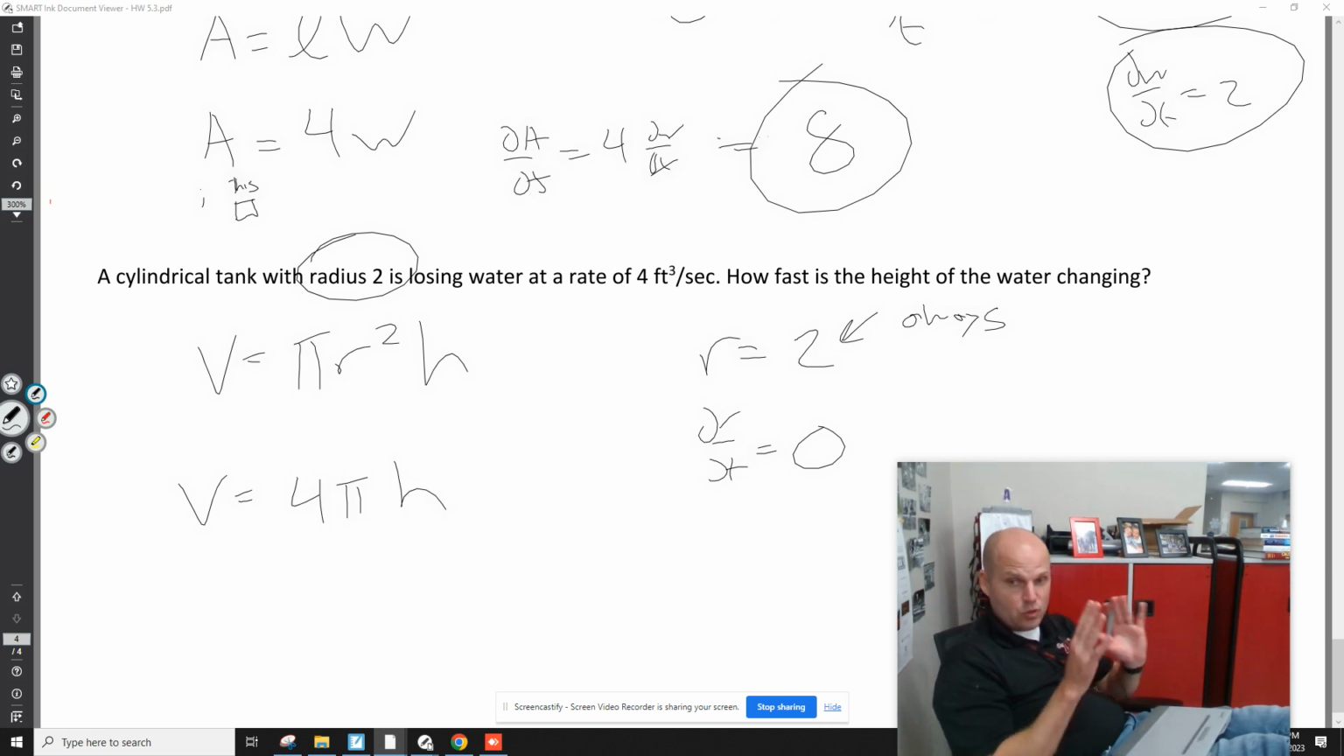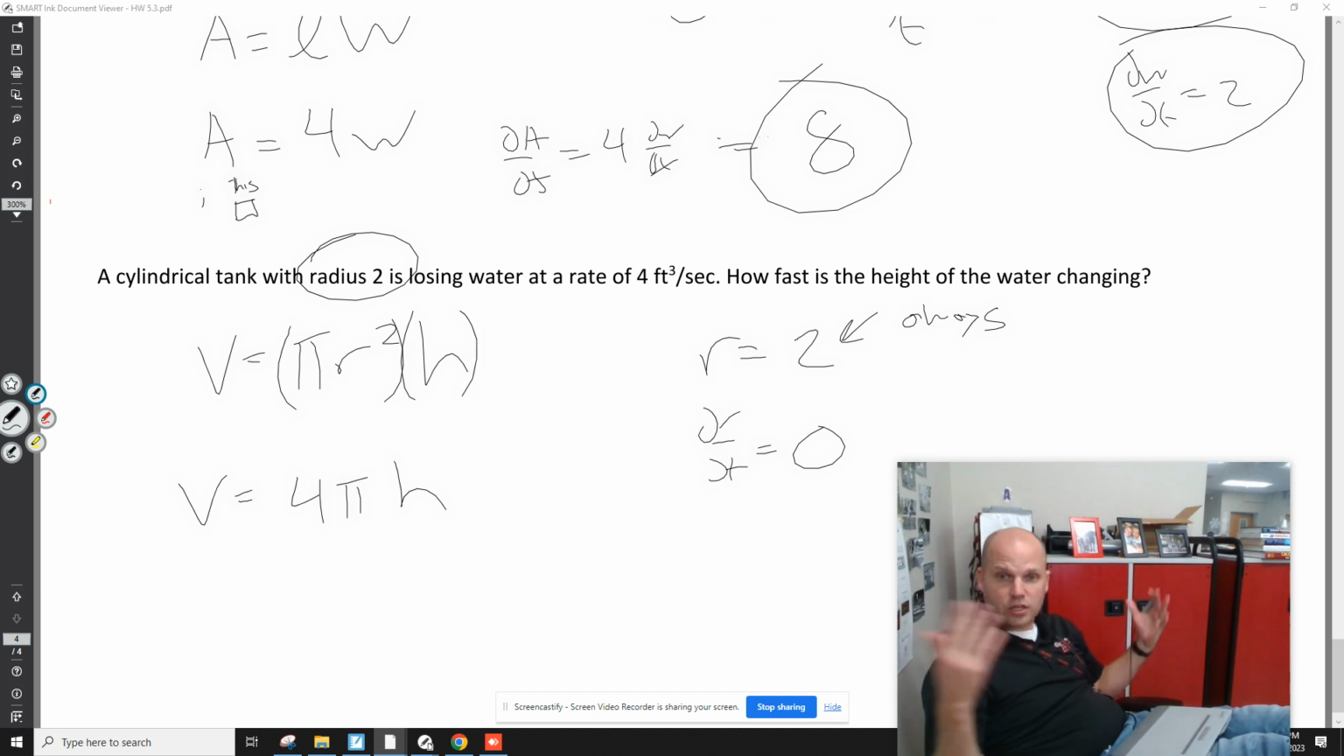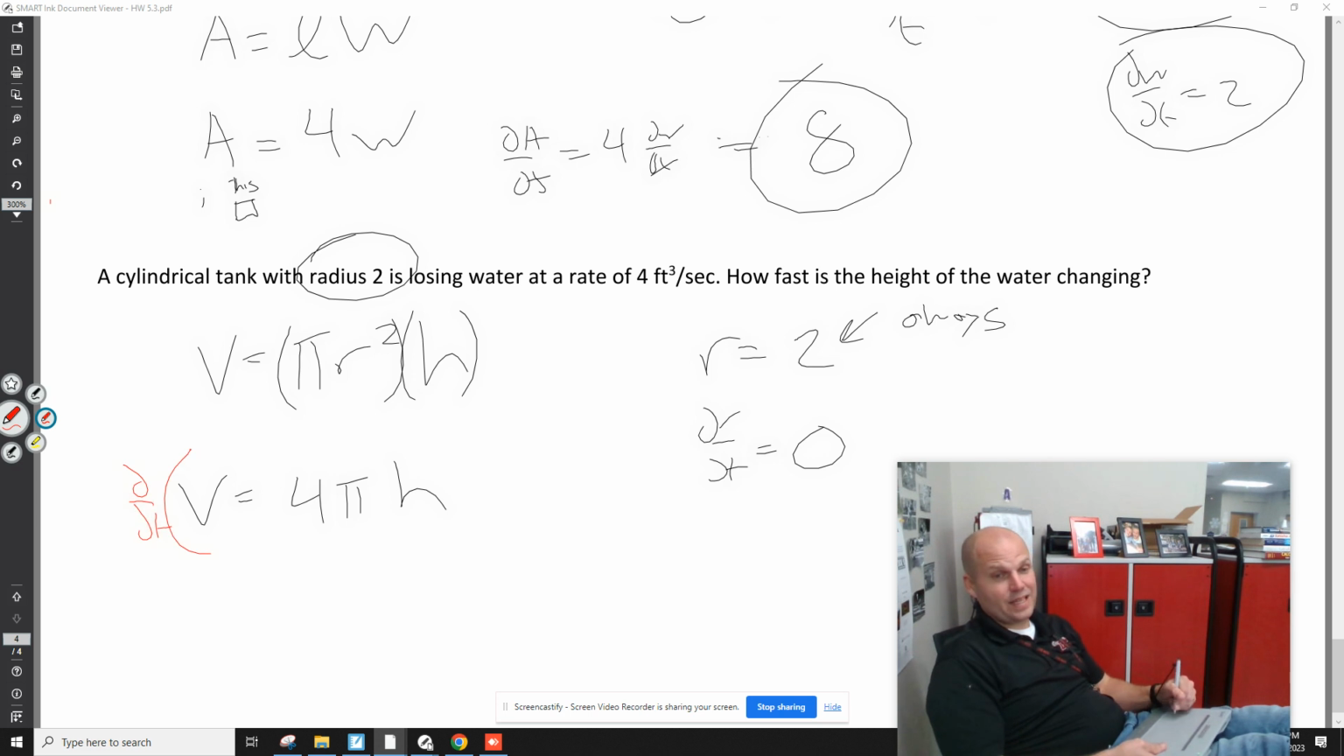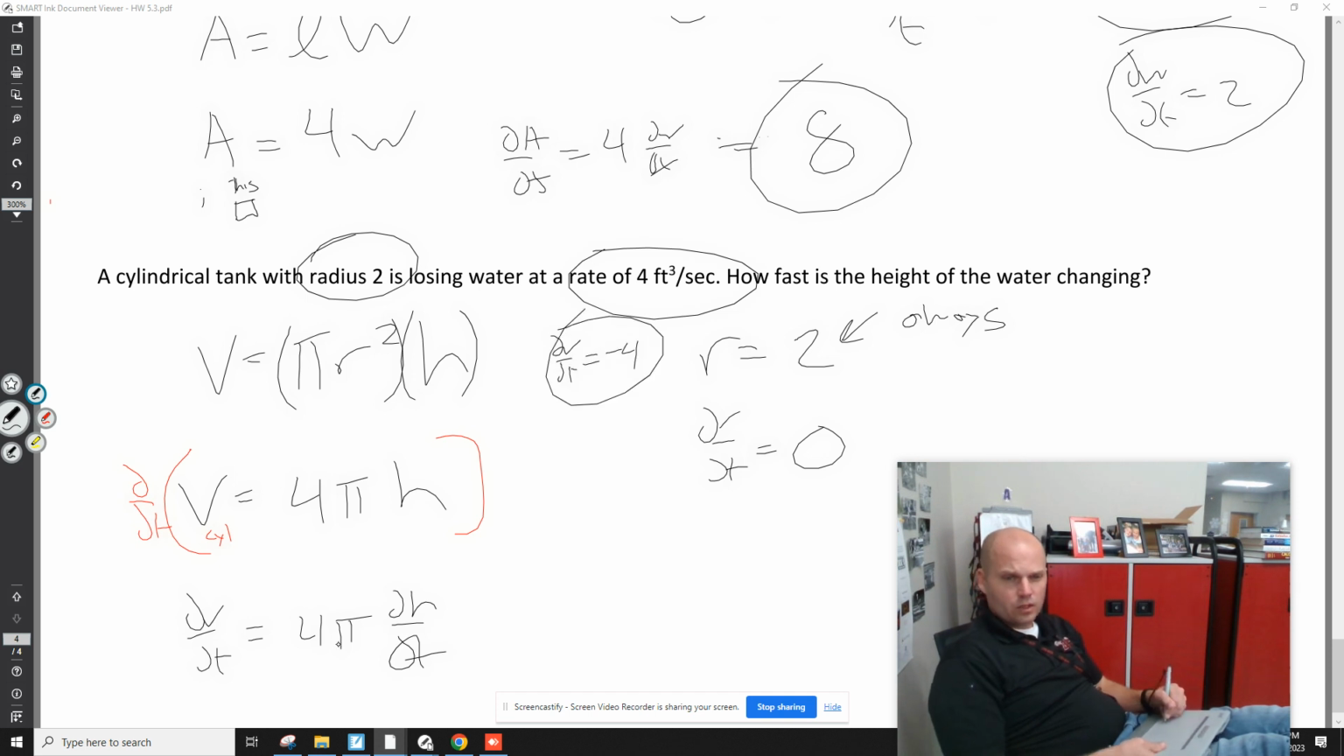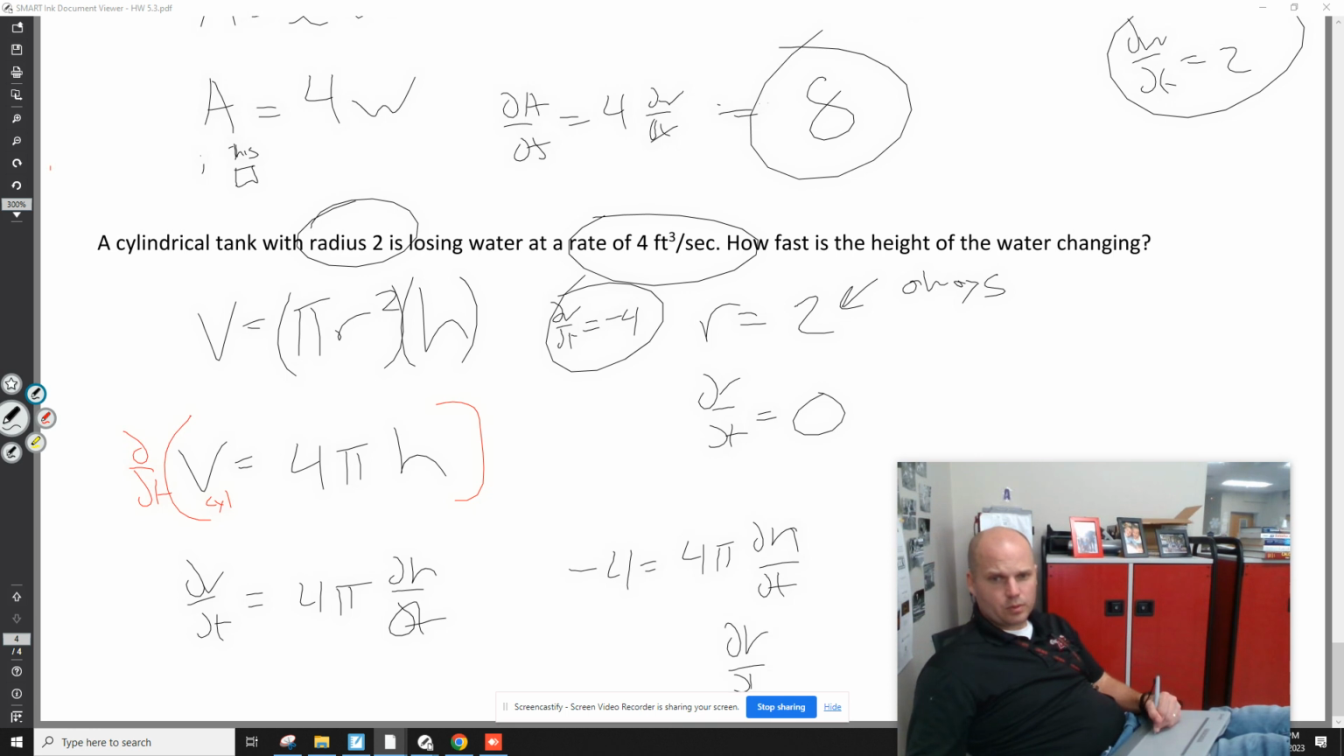Now, again, if you wanted to, you could take the derivative of this. You just have to use the product rule. It's gross, and you need to know that dR/dt is 0. But instead, use information that's fixed to your advantage. This is the volume of this tank, this cylinder. You get dV/dt equals 4 pi dH/dt. Look at that. Losing water, dV/dt is -4 because volume is decreasing. -4 equals 4 times pi times dH/dt. How is the height of the water changing? -1 over pi feet per whatever.